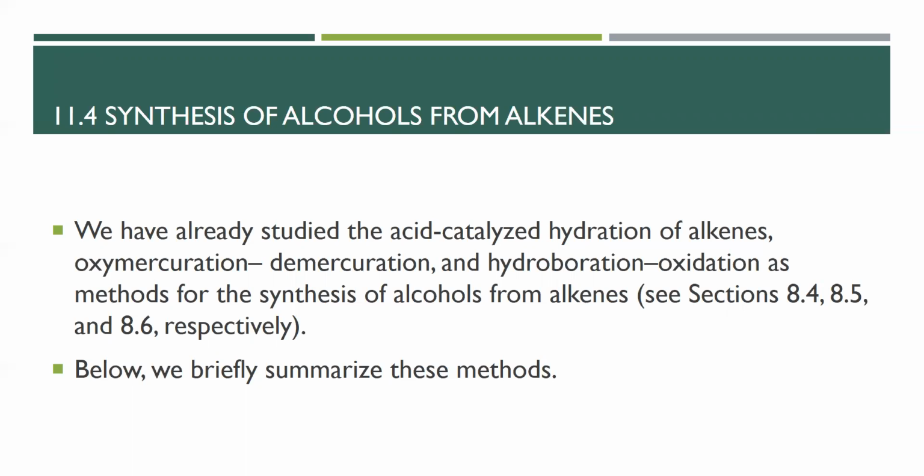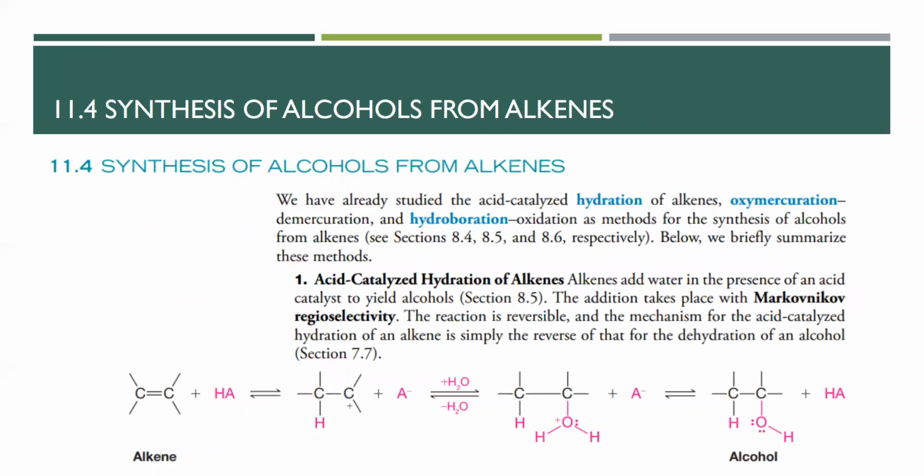So we'll summarize this. Before we end, the next meeting we'll be discussing the reactions of our alcohols. So here is a summary of the paths to produce our alcohols from alkenes. The first one, and this is just a review, is the acid catalyzation of alkenes.